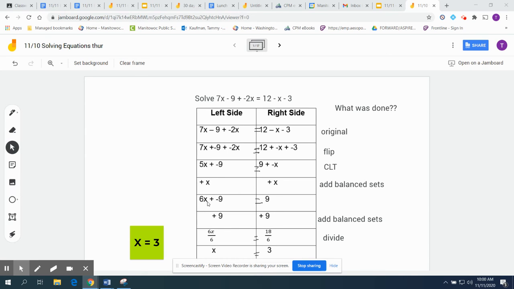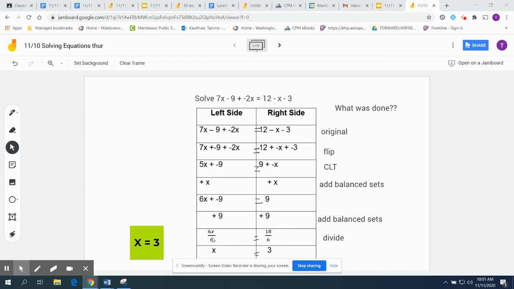And now I have my x tiles all on one side, but I need to move these negative 9 unit tiles to the other side. So I do that by making 0 pairs. So I'm going to add 9. So I have 9 0 pairs. If I add 9 to the left side, I have to add 9 to the right side. And then I have 6 x tiles on my left side, and now I have 18 unit tiles on my right side.